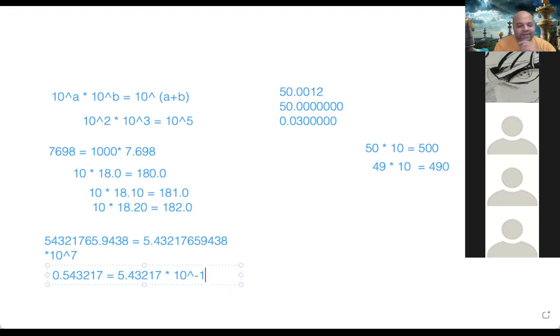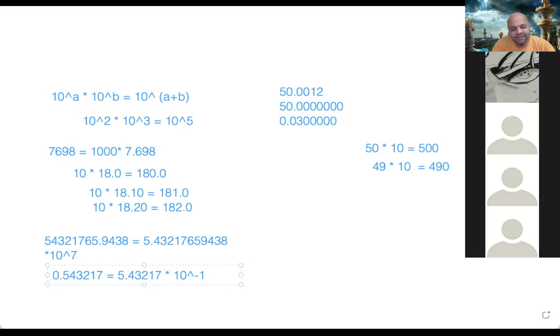Because I am shifting to the right. So 5.43217 into 10 raised to minus 1 is the same number as what you asked, 0.54317. That's what I meant.